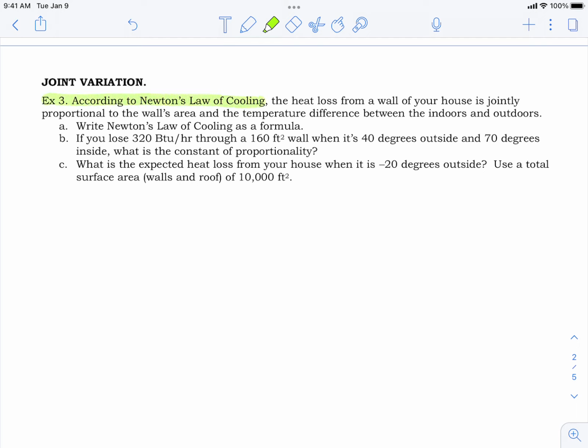According to Newton's law of cooling, the heat loss from a wall of your house is jointly proportional to the wall's area and the temperature difference between the indoors and the outdoors. So there's the sentence that we need to translate into a formula, into a law, if you will. Let's see. The heat loss from a wall of your house. What symbol do you want to use for heat loss? How about H? Sound good?